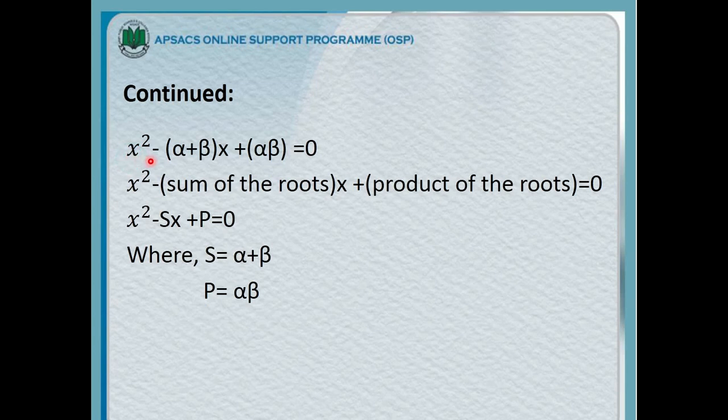Now, as you know that minus b upon a is the formula of alpha plus beta, and c upon a is the formula of alpha beta, so we have just replaced these. Now, alpha plus beta is actually the sum of the roots, and alpha beta is actually the product of the roots. So students, we have established a formula x square minus sx plus p, where s is alpha plus beta and p is alpha beta. Whenever roots alpha and beta of any equation are given, you will be able to form a quadratic equation with the help of this formula.